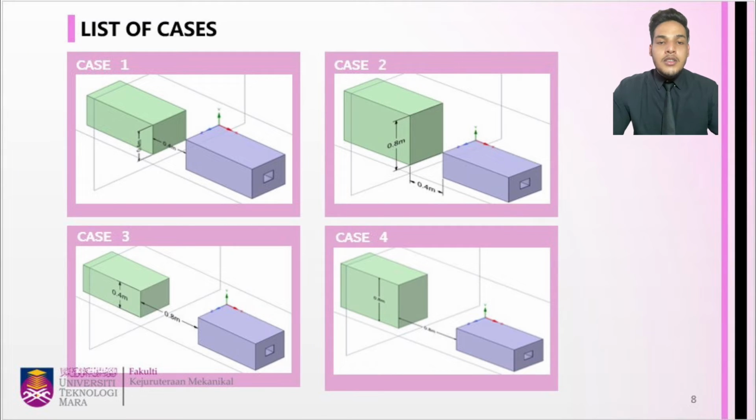We continue the presentation with the list of cases. There are 4 cases that need to be analyzed. For the first case of this study, the upstream object will be created the same size as the model room. The upstream object will be rectangular with 0.8 meter in length, 0.4 meter in height, and 0.4 meter in width. The distance between the model room and upstream object will be 0.4 meter.